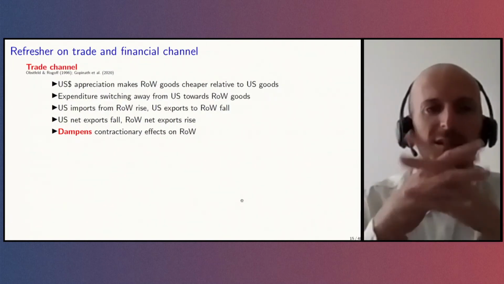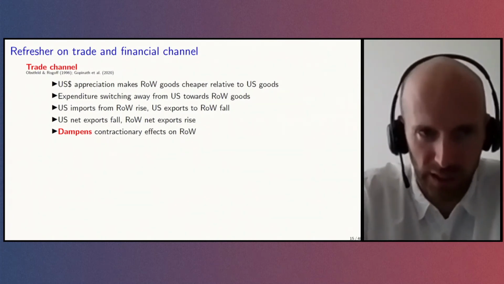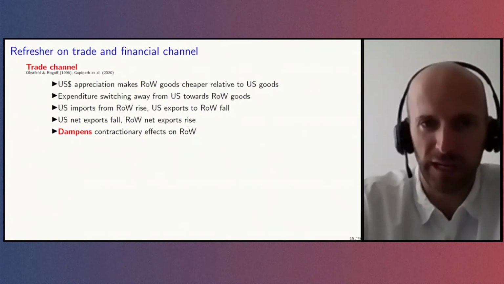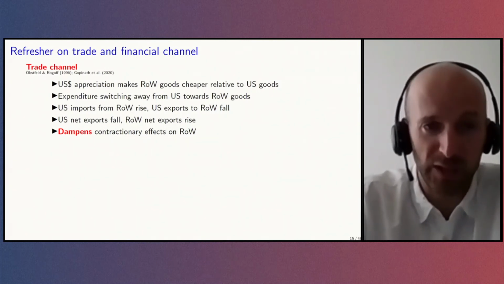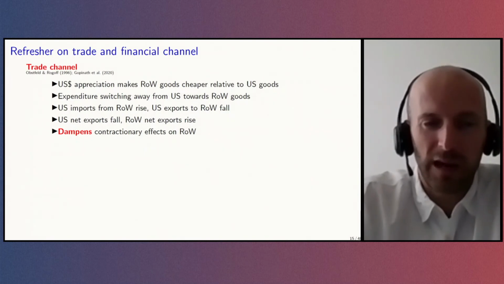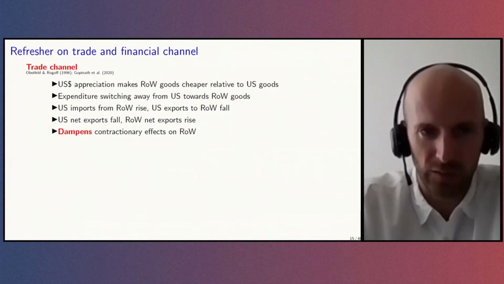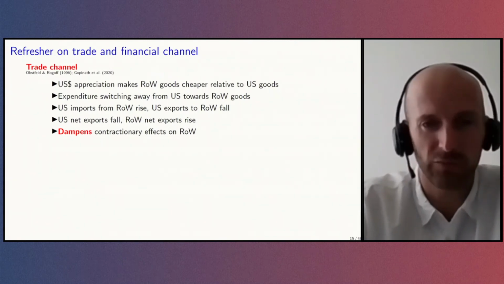Okay, let me move on more specifically to the role of the dollar exchange rate, to the role of dollar appreciation. But let me spend a minute or two on refreshing our minds on the trade and the financial channel, just to make sure that we're on the same page. So the trade channel is predicated on expenditure switching. In this case, we have that dollar appreciation makes rest of the world goods cheaper relative to US goods. That induces expenditure switching away from US goods towards rest of the world goods, both in the US and in the rest of the world.